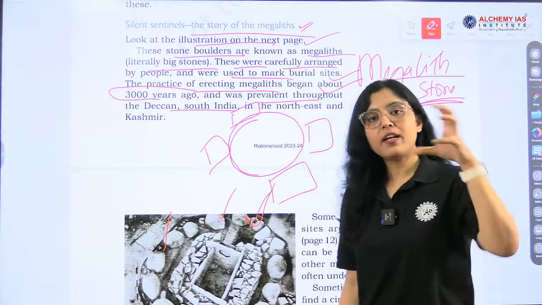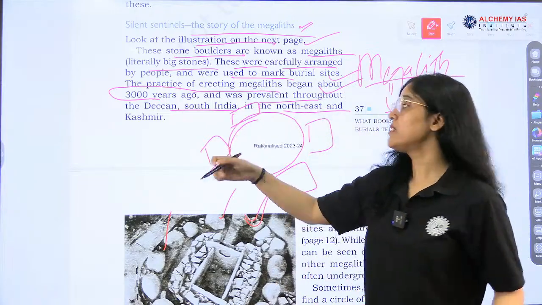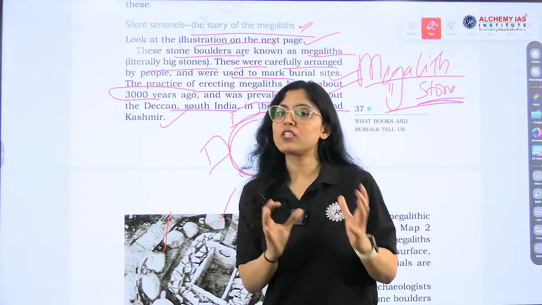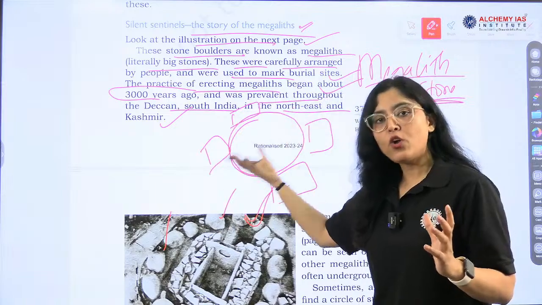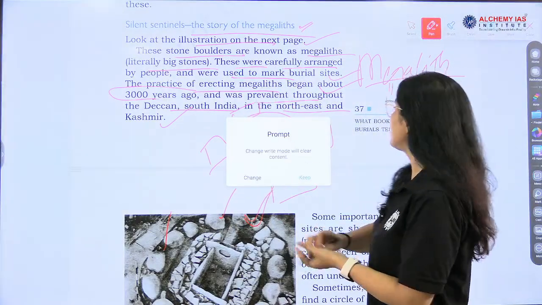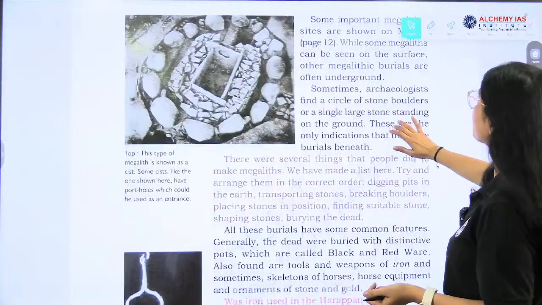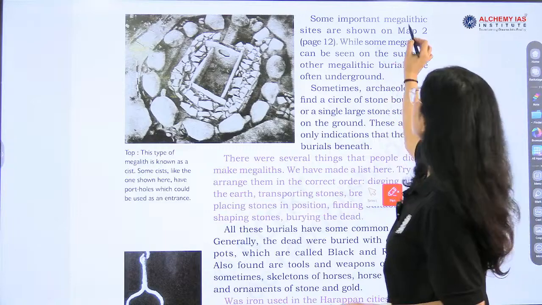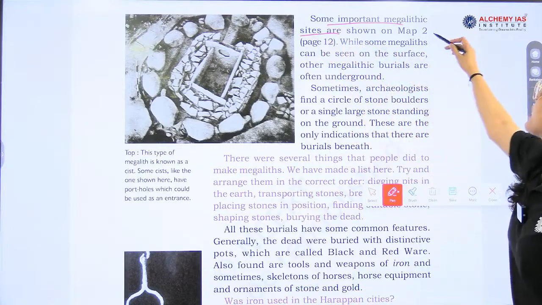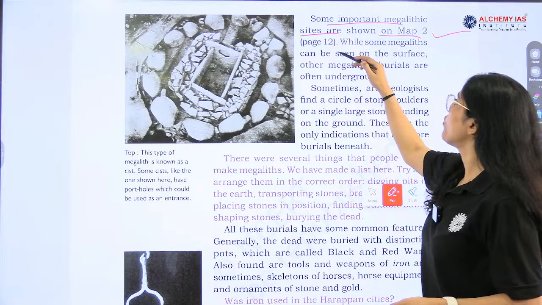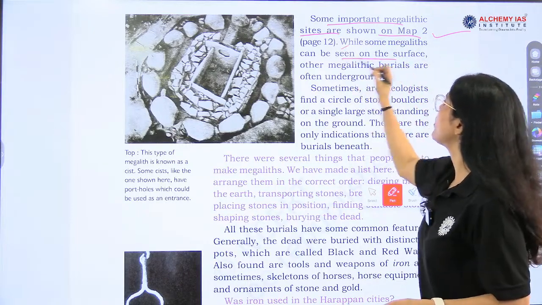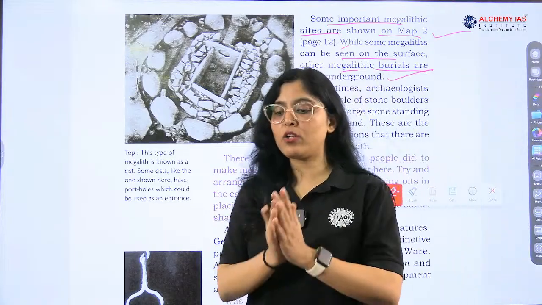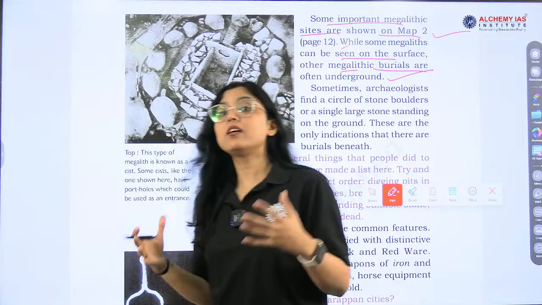Now the regions: Deccan, South India, Northeast and Kashmir, clearly telling us about the regions where the megalithic culture was present, and 3000 years ago. Some important megalithic sites are shown on map 2. We will see that while some megaliths can be seen on the surface, other megalithic burials are often underground. Some are on the surface and others are underground.